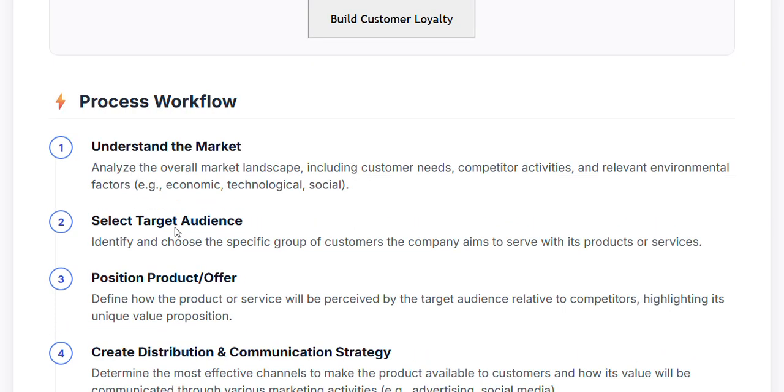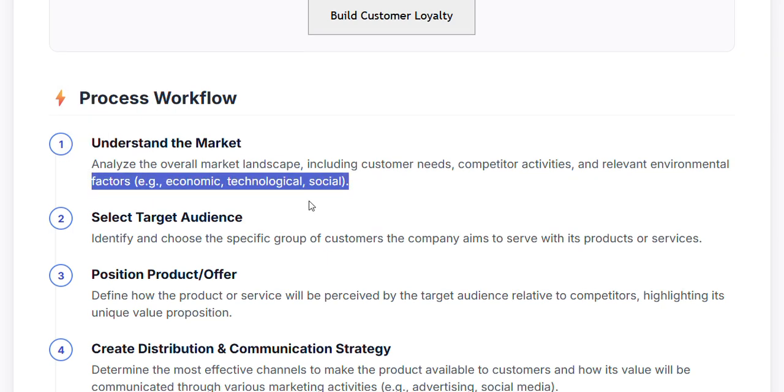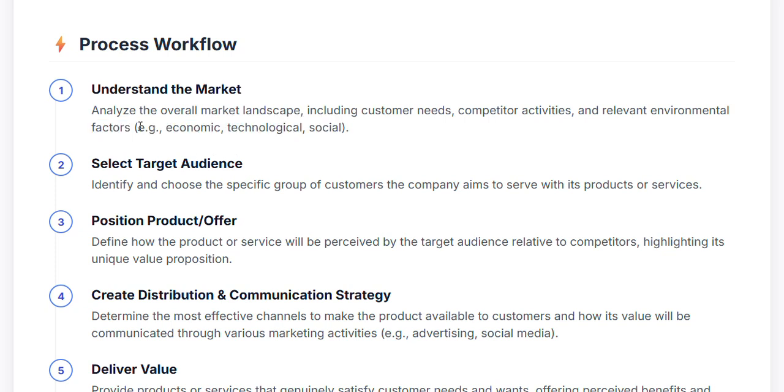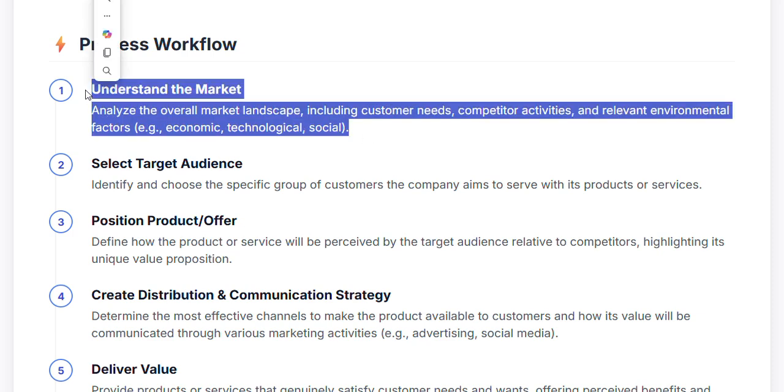Step one is to understand the market. Analyze the overall market landscape, including customer needs, competitors' activity, and relevant environmental perspectives, for example economics, technology, and society. In this part, I can say it is like a PESTEL analysis. So understanding the market is a very important step before we jump to step number two.